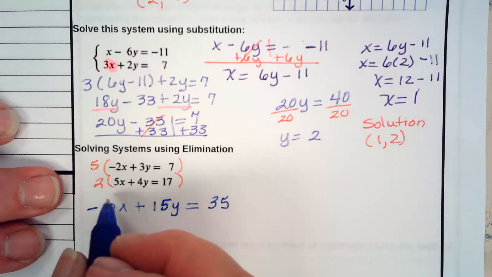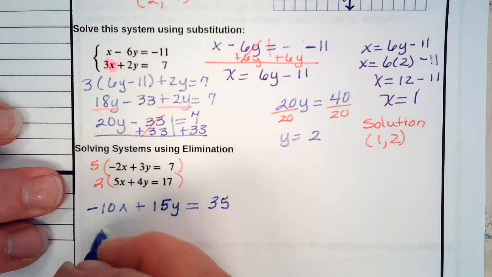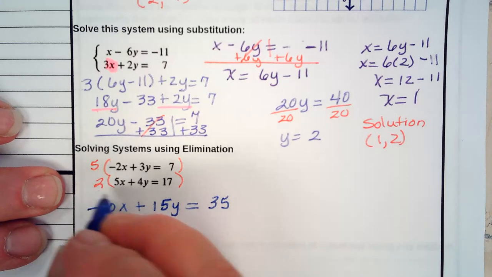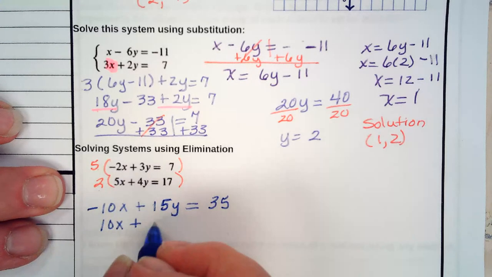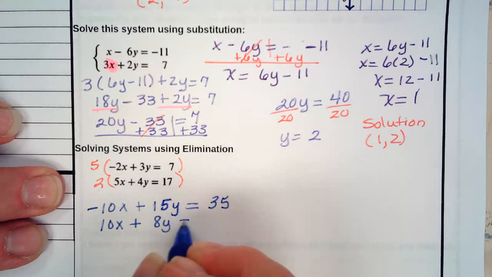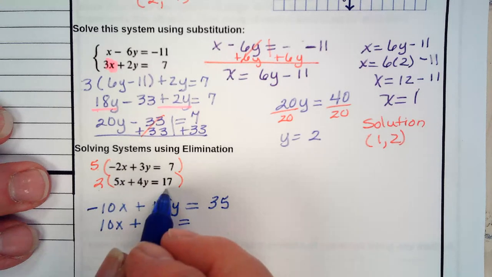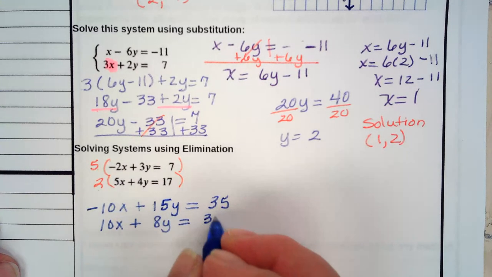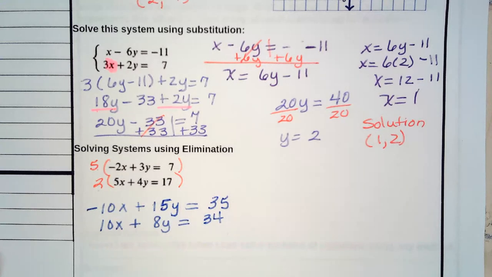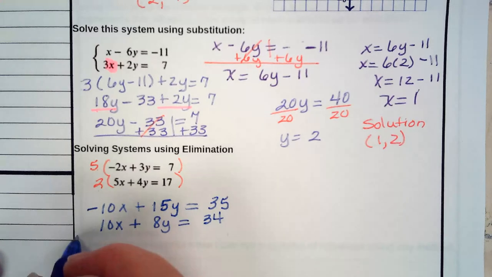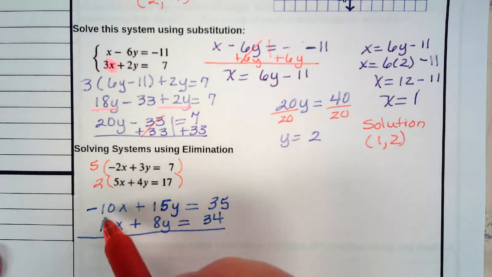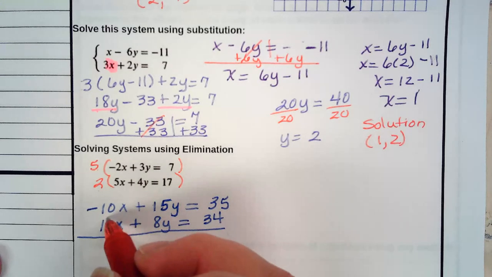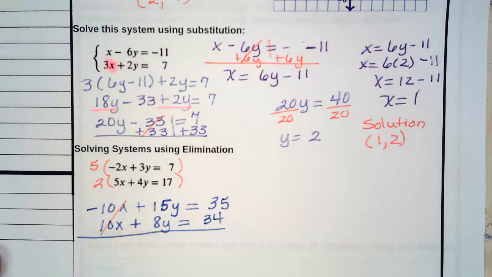Now for the second row, 2 times 5x is 10x, plus 2 times 4y is 8y, is equal to 2 times 17, which is 34. Now I'm ready to add straight down and eliminate my x's. Negative 10x plus 10x is 0 x's.